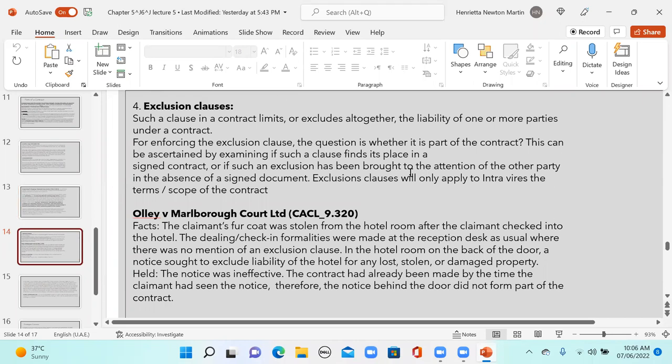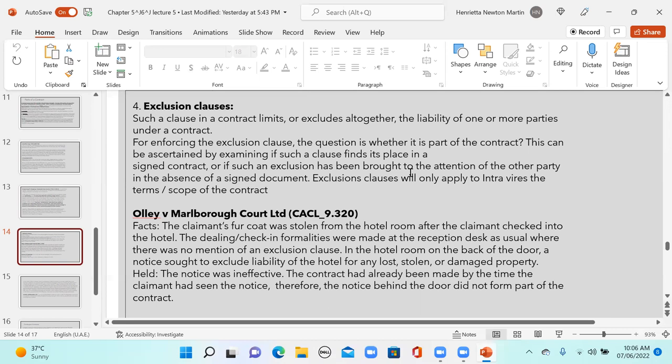For enforcing the exclusion clause, or for setting it into motion, the question is whether it is a part of the contract. This can be ascertained by examining if such a clause finds its place in a signed contract or if such an exclusion has been brought to the attention of the other party. So the question here is whether it is a part of the signed contract, this exclusion clause, where they limit the liability.